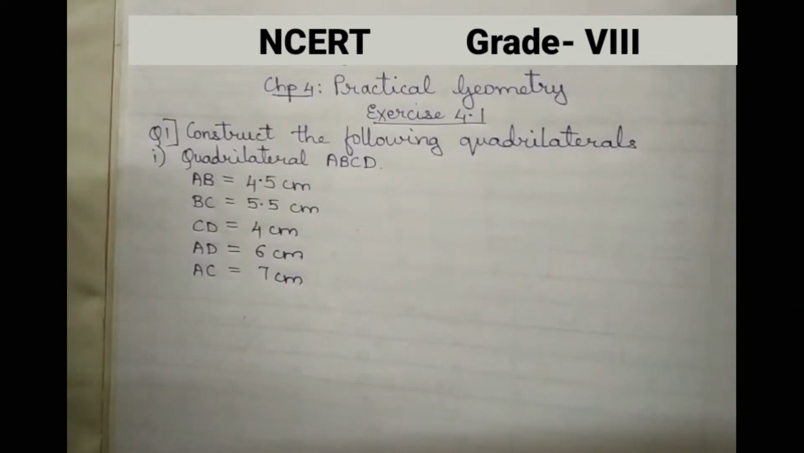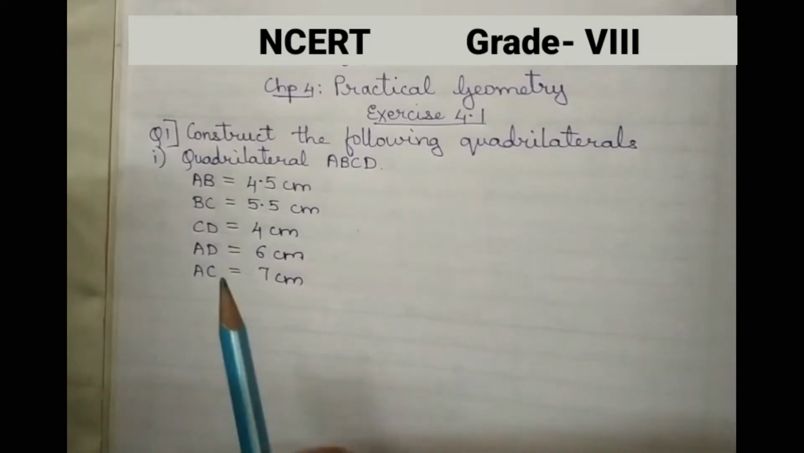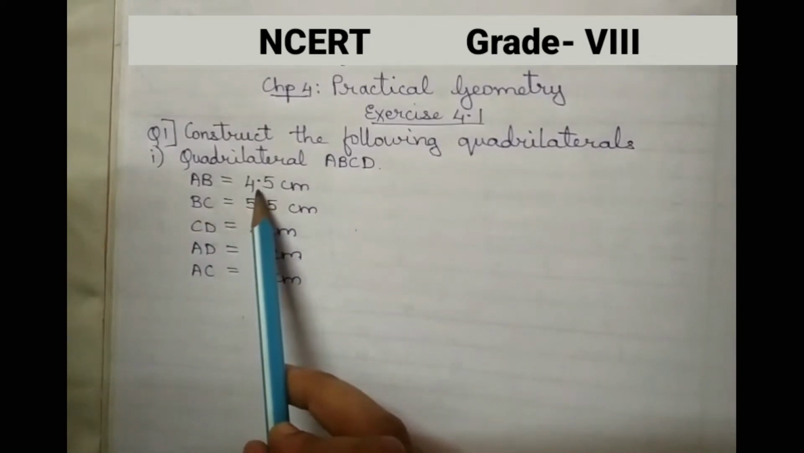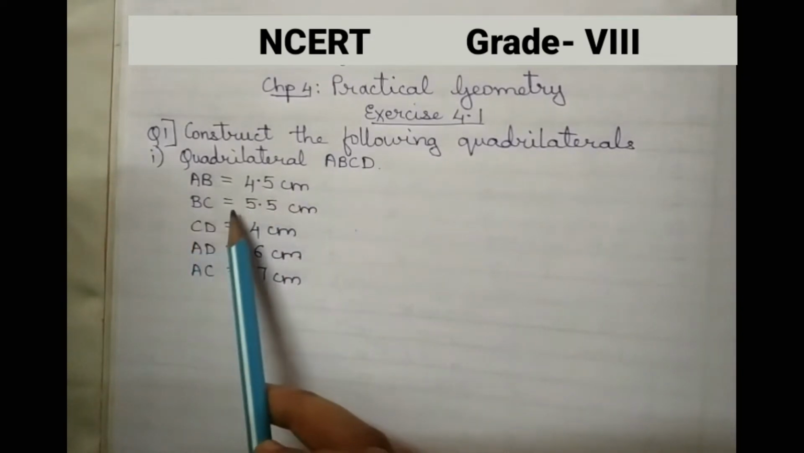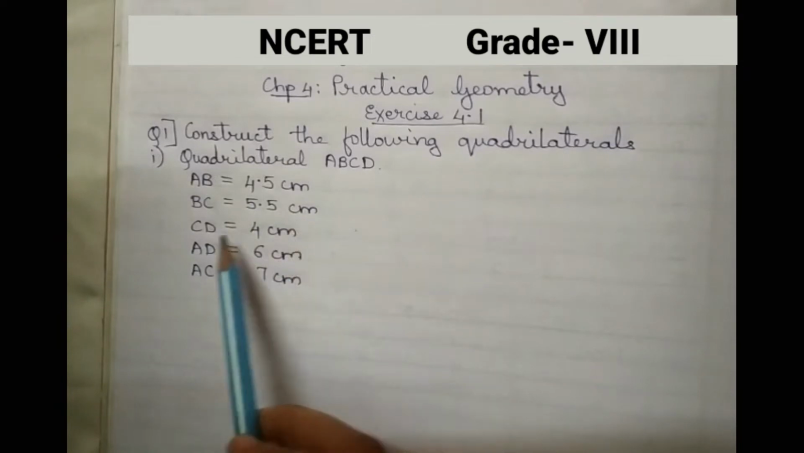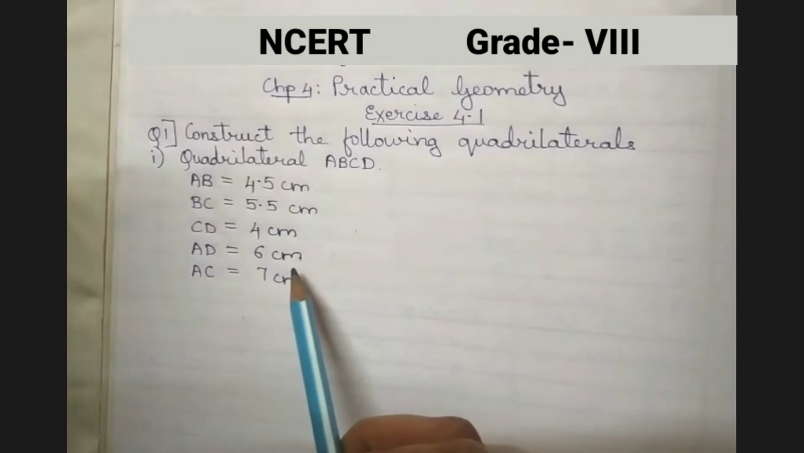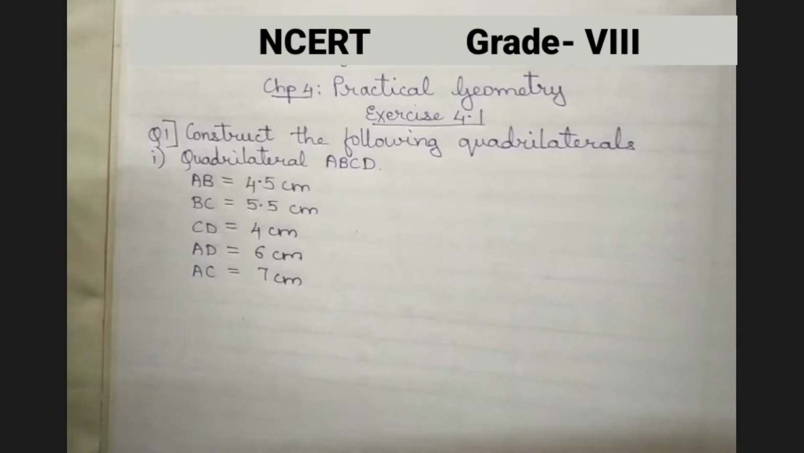Hello students, so now we will be doing the first sum from exercise 4.1. Question 1 says construct the following quadrilaterals, and the first sub question is quadrilateral ABCD where AB is 4.5 centimeter, BC is 5.5 centimeter, CD is 4 centimeter, AD is 6 centimeter and AC is 7 centimeter.